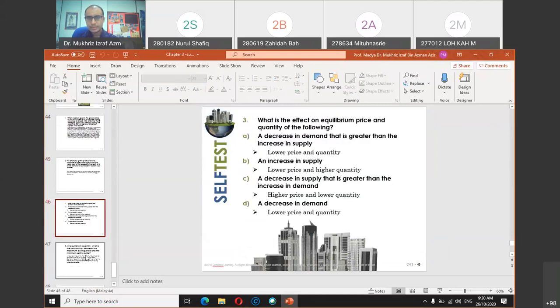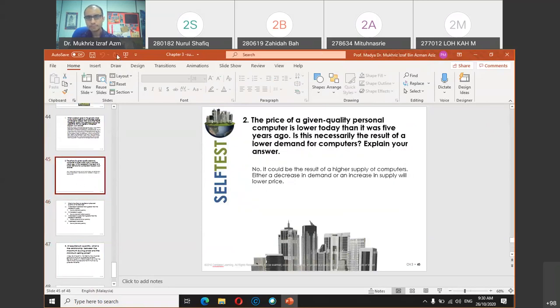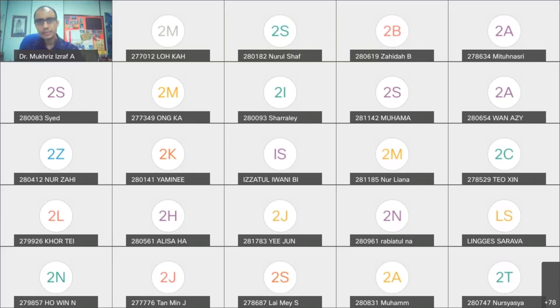The rest you can read on your own in these notes here. Any questions so far? Very, very simple, right? This demand and supply concept.